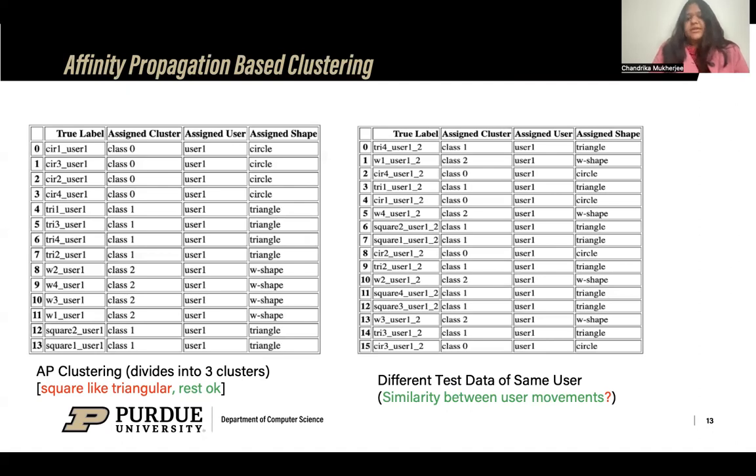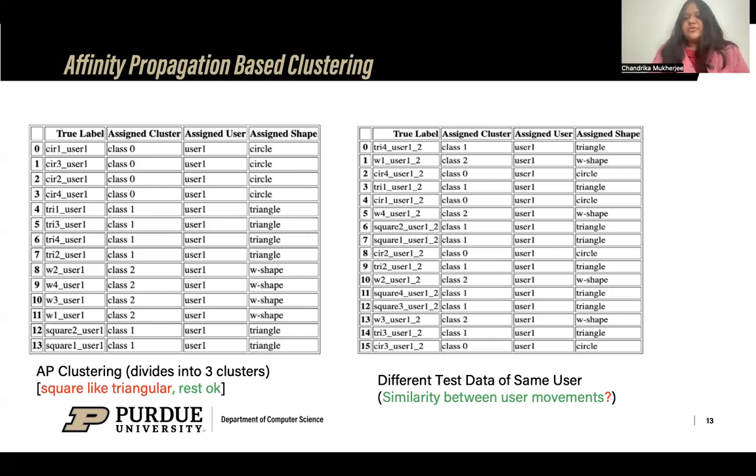This can happen. It depends on how the user moves his head. For this user, the square head movement was similar to the triangular head movement. And this is one of the reasons that manual labeling was not chosen and affinity propagation was used to label the data. This way, we can get more information from a particular head gesture.